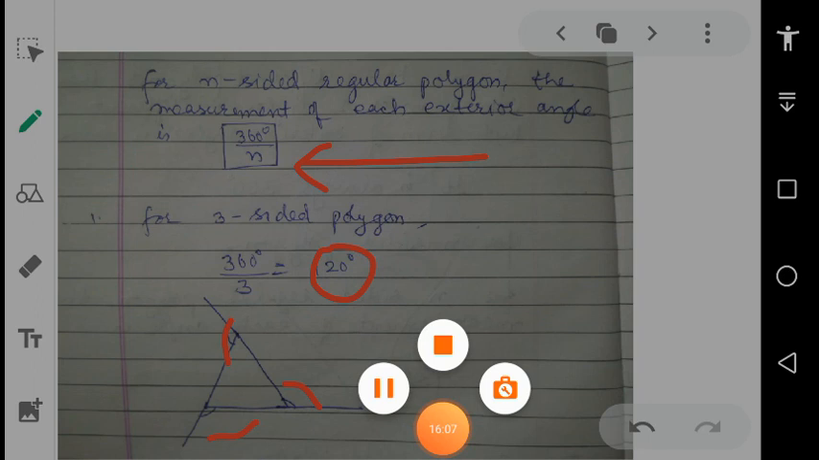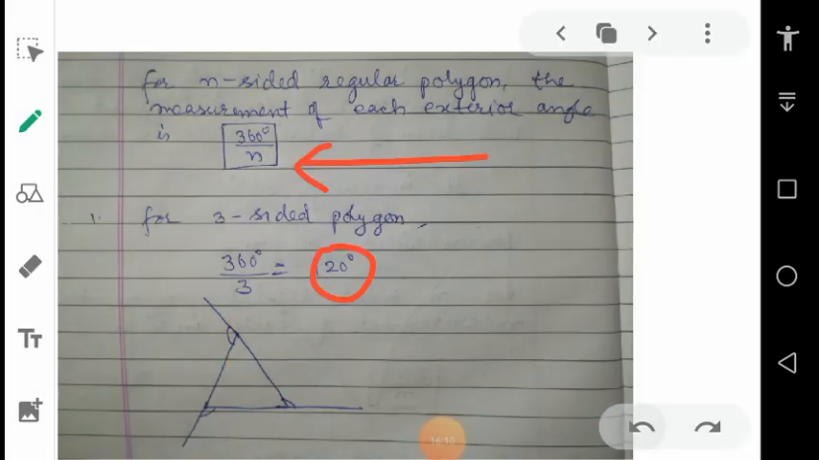Next is, for an n-sided regular polygon the measurement of each exterior angle is 360 degrees upon n. Now you might be thinking, what is the need to measure an exterior angle? Suppose sometimes it is asked what is the value of the interior angle. So if you know the exterior angle you can tell about interior angles because the sum of both these is 180 degrees.